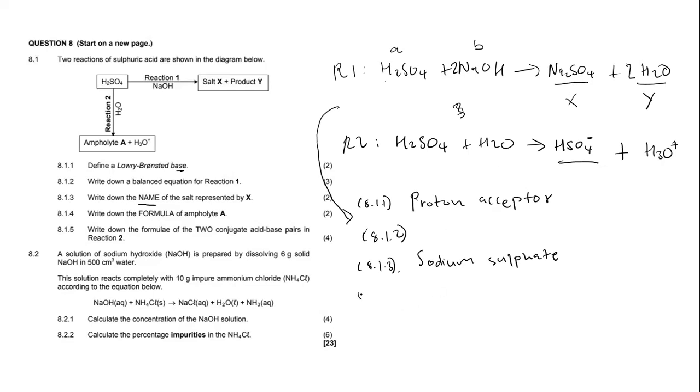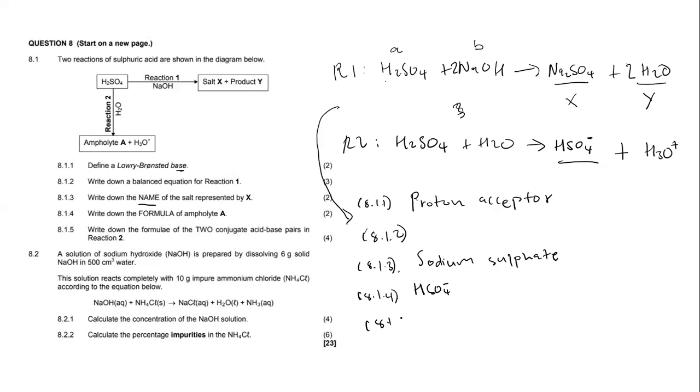Now, 8.1.4, it says to us, write down the formula of conjugate base A. Formula of conjugate base A, I have already written it over there. I have shown you how this was formed. So that means it's going to be HSO4 minus ions. Okay, that's the conjugate base A, which is this over there.